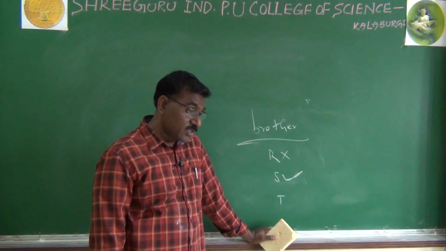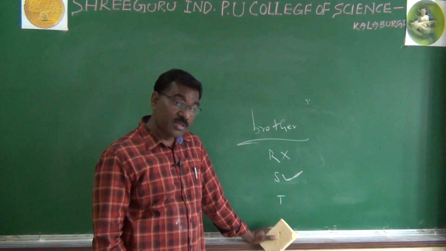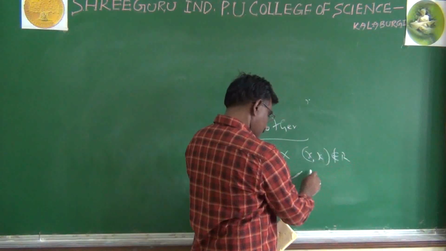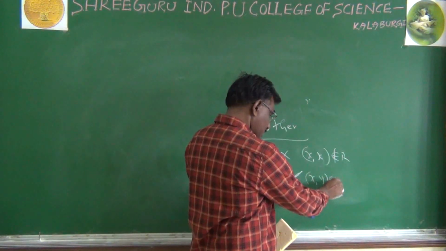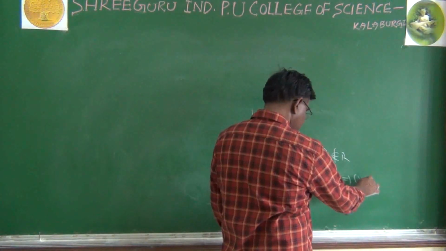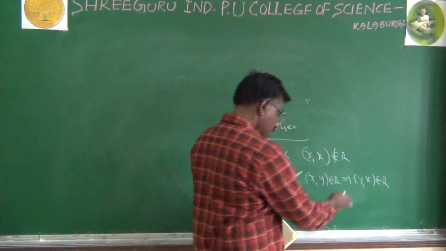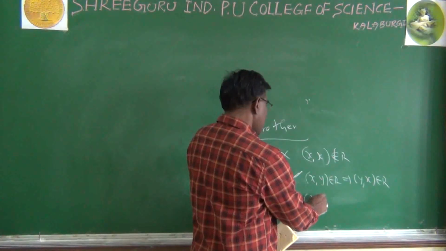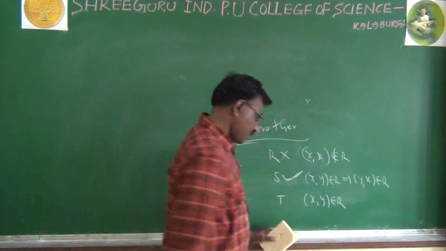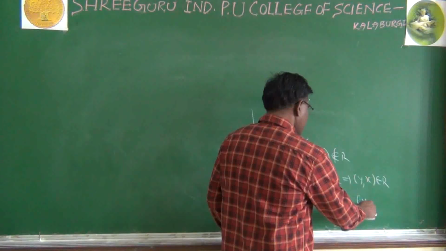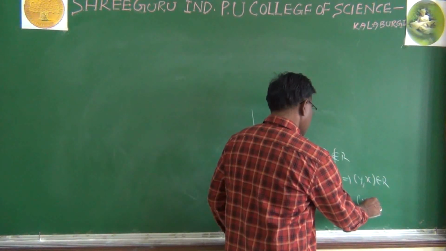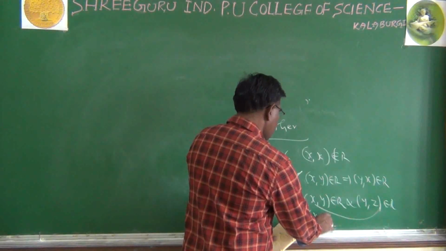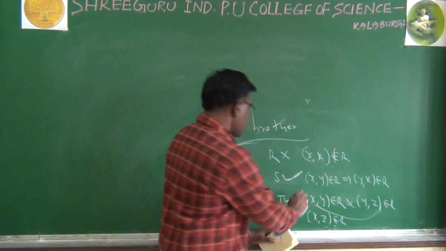Now what about transitive? X is brother of y, y is a brother of z, so automatically x is brother of z. So (x, x) does not belong to R, but (x, y) belongs to R implies (y, x) belongs to R. So x is brother of y, so y is the brother of x. Transitive is also satisfied.